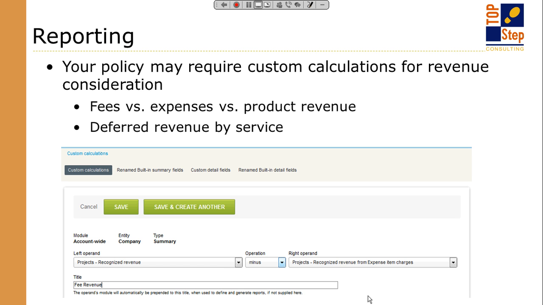For example, there's a standard reporting value called projects recognized revenue. There's also a standard reporting value called projects recognized revenue from expense item charges, but there is not a standard revenue value called projects recognized revenue from time. Right? You would have to create that yourself, and this calculation on the screen shows you that. Revenue minus revenue from expense items by default gives you time revenue, unless you're dealing with purchases, in which case you can do some more calculations to get the purchases out.